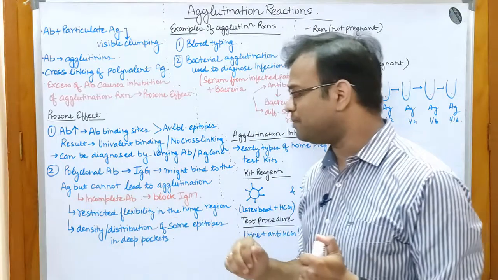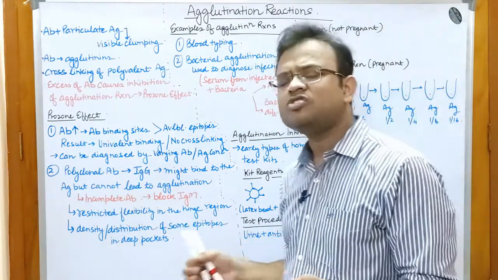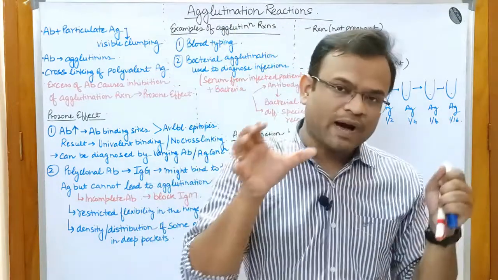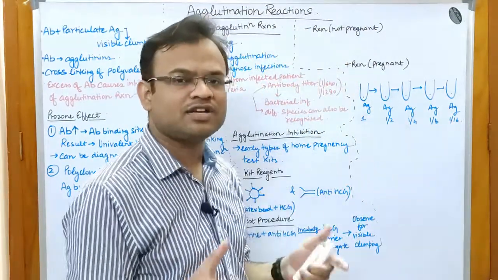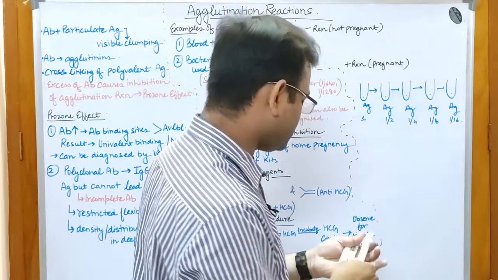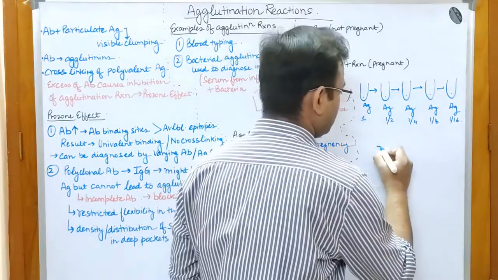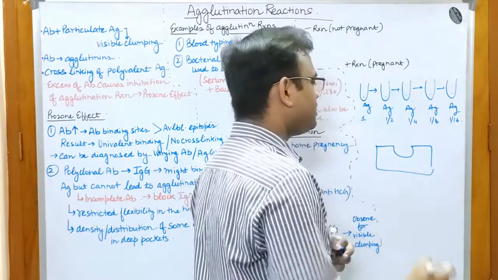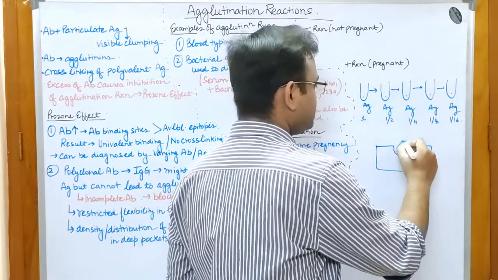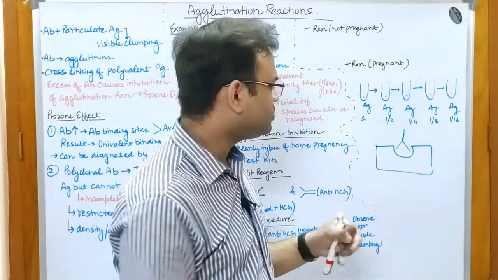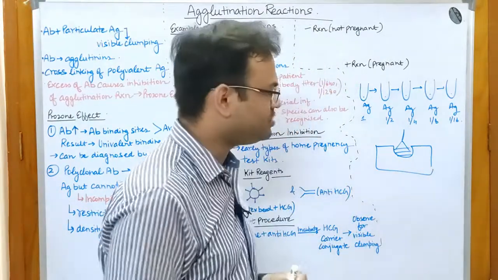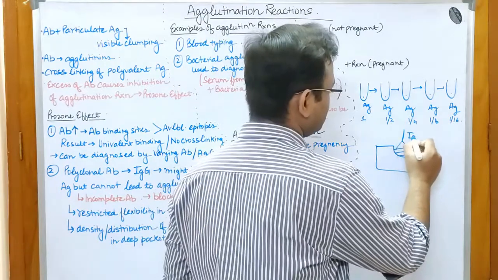They are called incomplete antibodies. Because of these antibodies, these IgGs, the binding site of the antigen is occupied, right? Suppose this is the antigen. Now the IgG has come and bound over here. Now this binding site is occupied by this IgG.